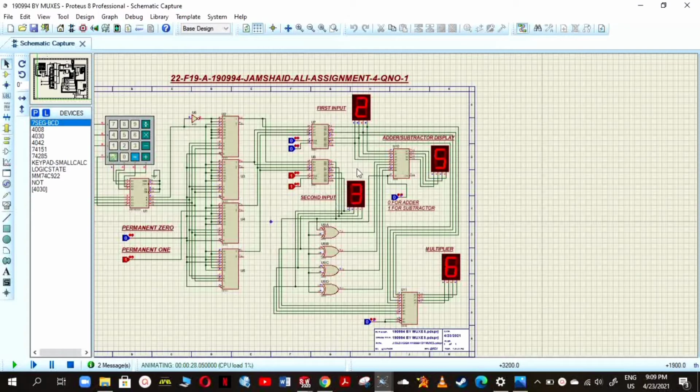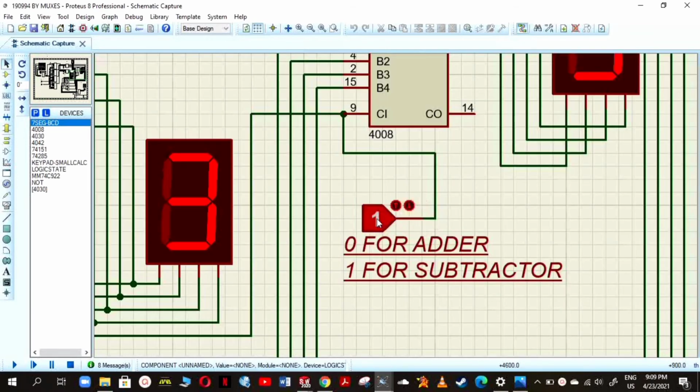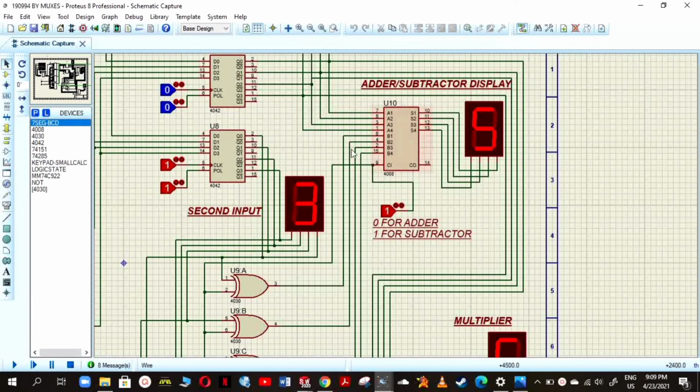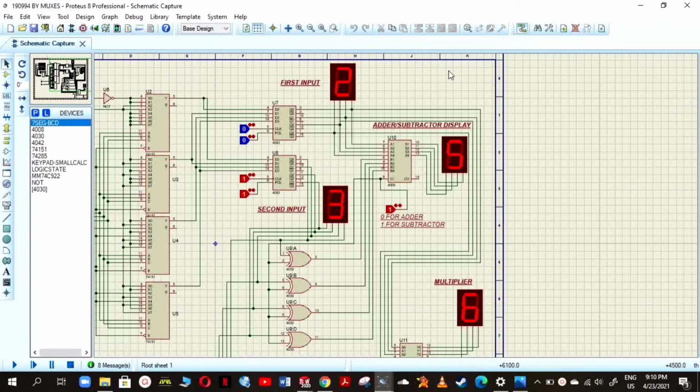Now you can see when these two inputs are applied, I get 5 on the binary adder output and 6 on the multiplication output. These segments will display the multiplier operation and adder operation with the help of the adder IC and the multiplication IC. For subtraction, we have to put it on 1, and the adder IC will convert into a subtractor, and the answer will be the subtraction of our two inputs.